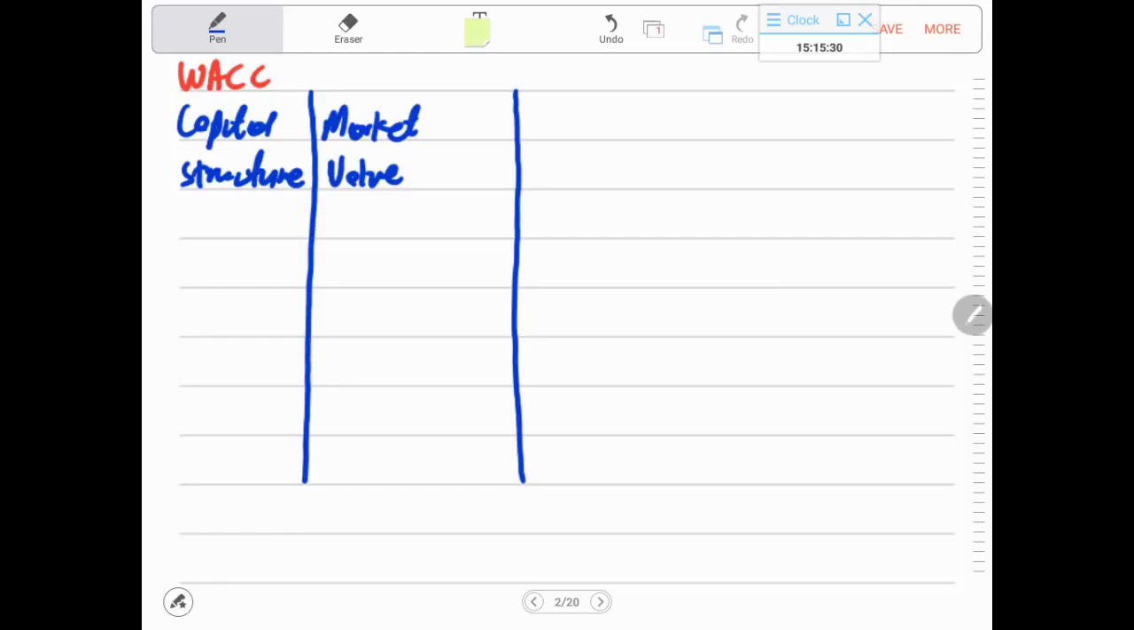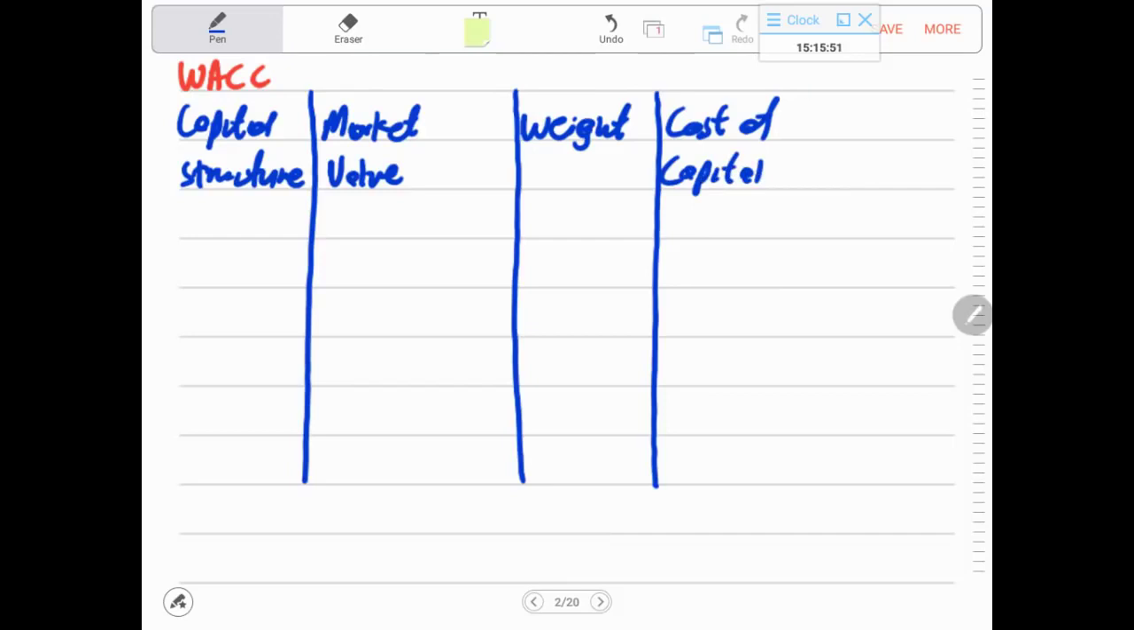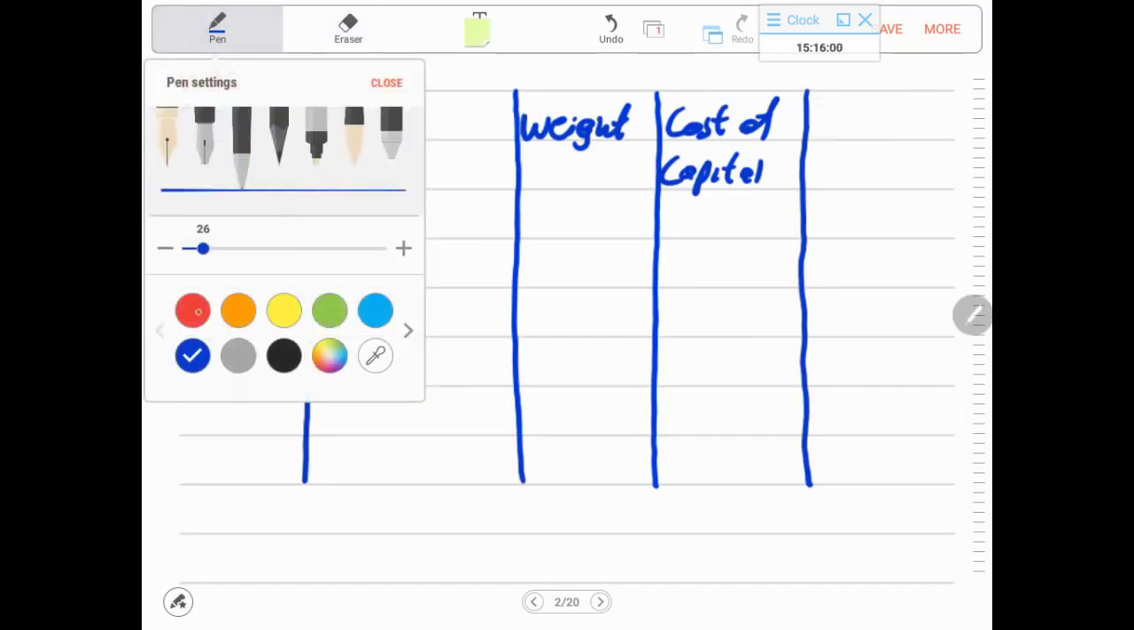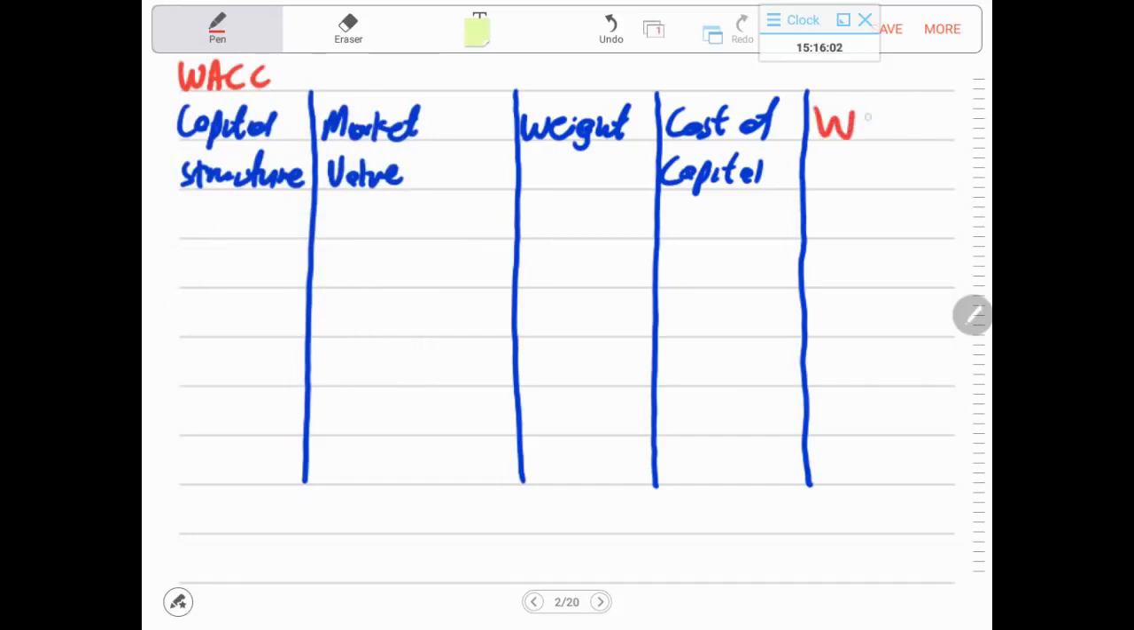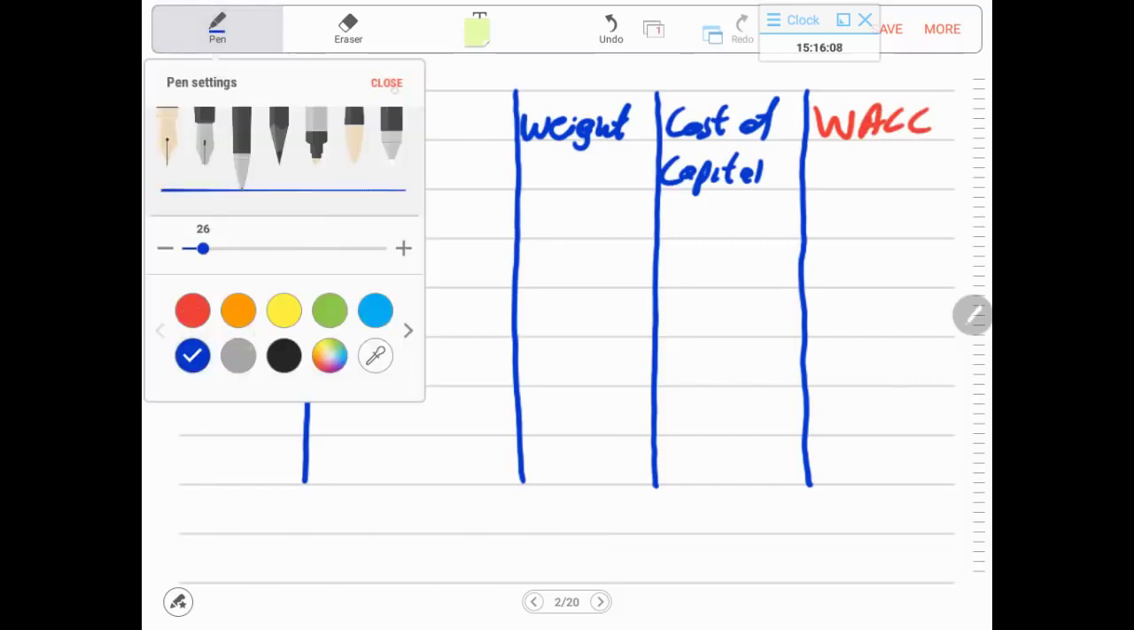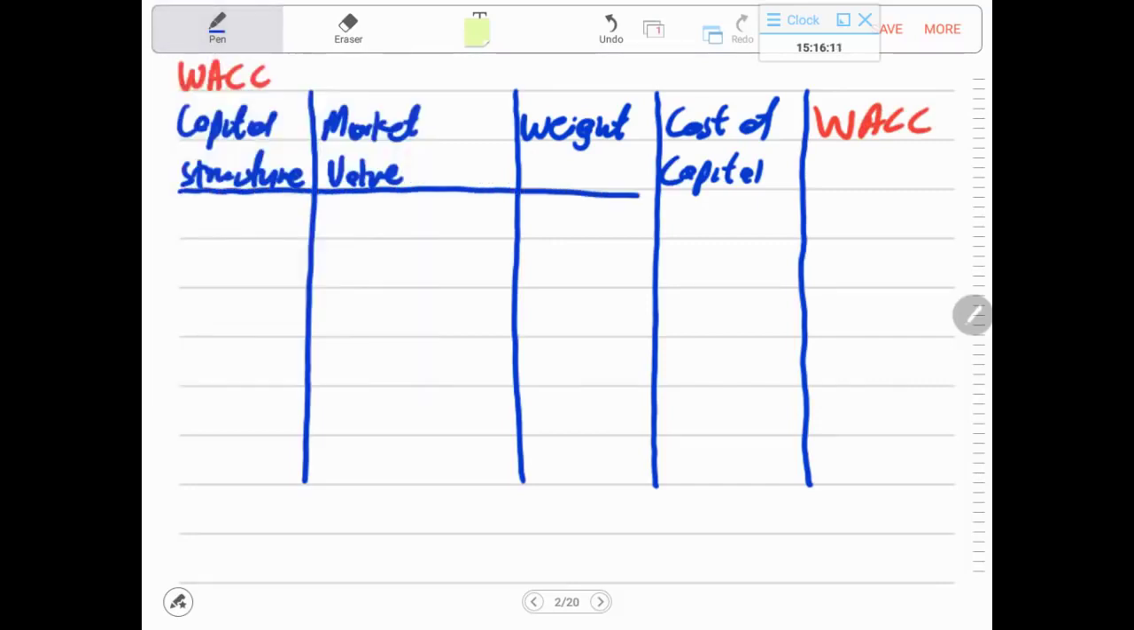Then after we have to go to the weight, which I call the weight of each financial instrument. Then after we have the cost of capital for each financial instrument. Then after we have the weighted average cost of capital, in a different color so that you know this is the response to the question.